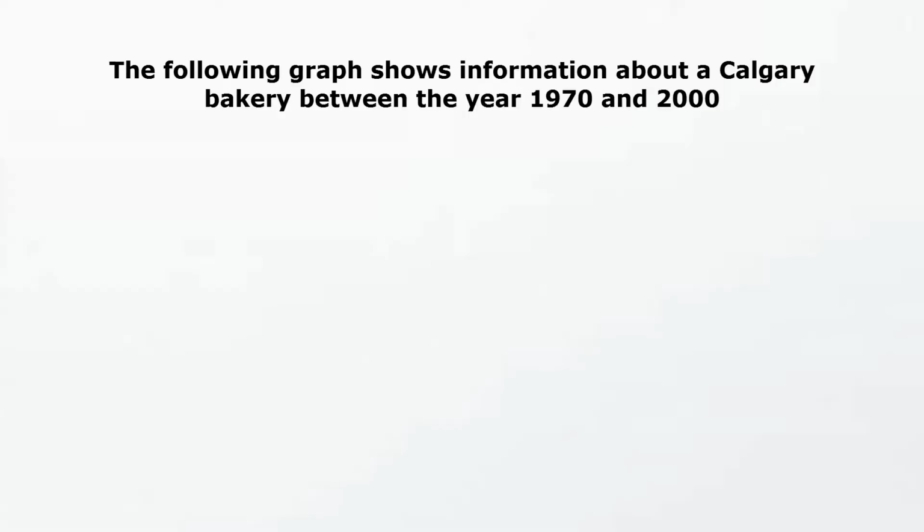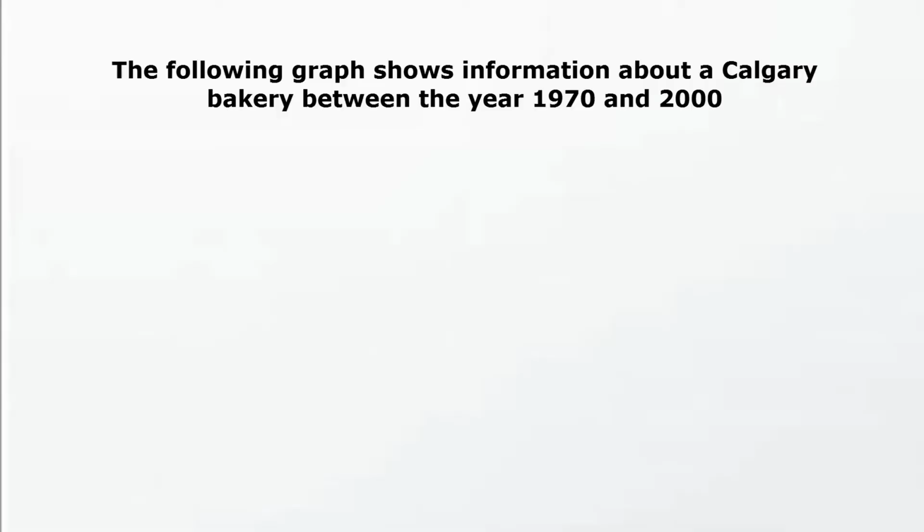So take this as an example from a real IELTS writing task. The following graph shows information about a Calgary bakery between the year 1970 and 2000. If we look at all of these words, what can actually be changed so that the sentence keeps the meaning? And what has to stay the same? We could change most of the words, but not all of them. I'll give you a minute so you can look at it and think about it. Comment down below and let me know what you've written.